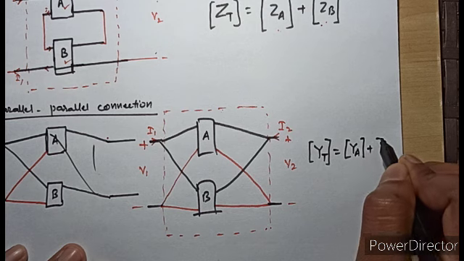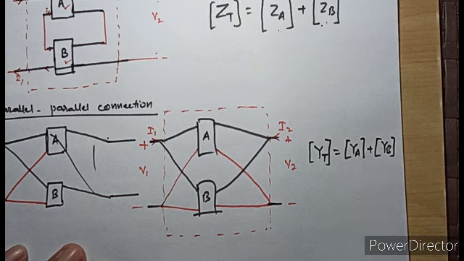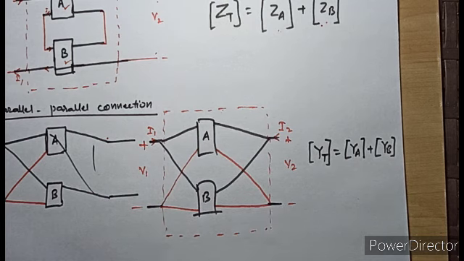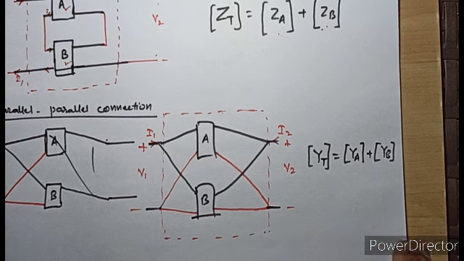YA plus YB means if we have two-port networks whose admittance parameters are given as YA and YB, and those two-port networks are connected in parallel configuration, then the resultant network's Y parameter will be given as the sum of the matrices of the two admittance parameters, right? Means the individual admittance parameters get added in parallel connection.